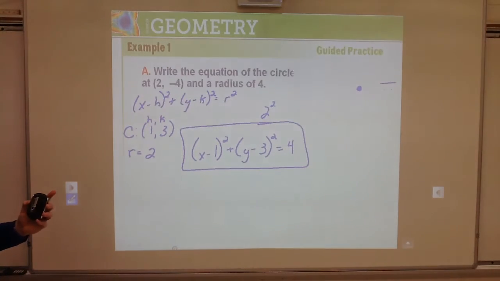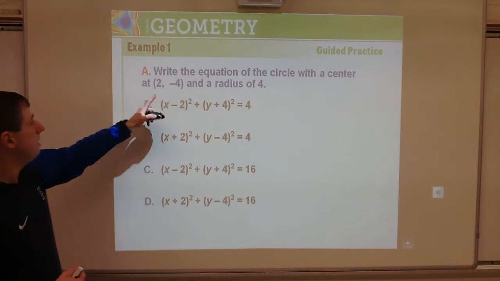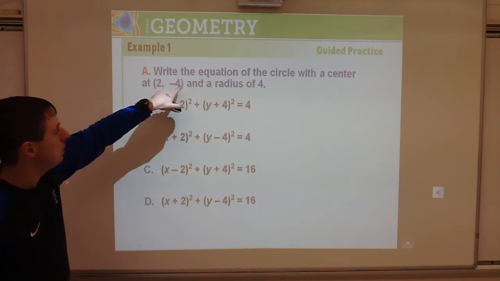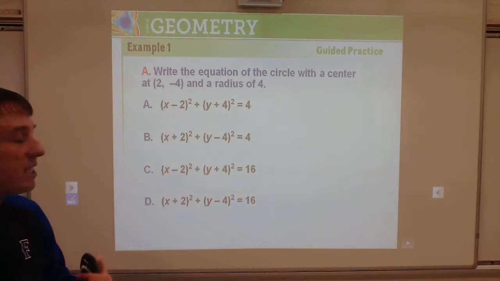There we go. Okay, next one. Okay, thinking the same way. They gave me all the information I need. They say the center's at 2, -4. Radius is 4. I just need to put those numbers in the correct spots and simplify the way I need to simplify.